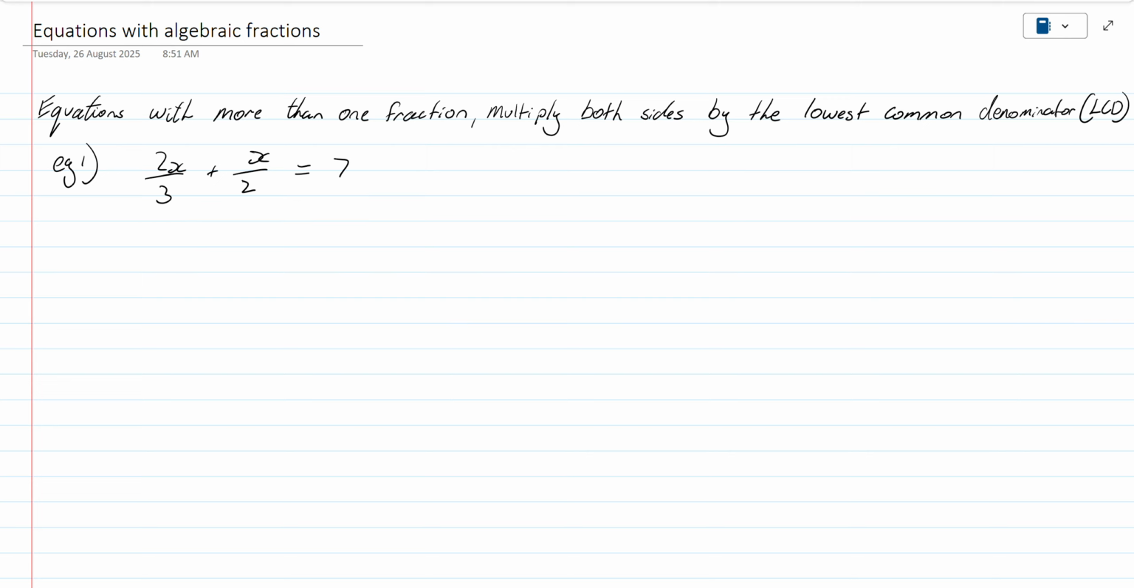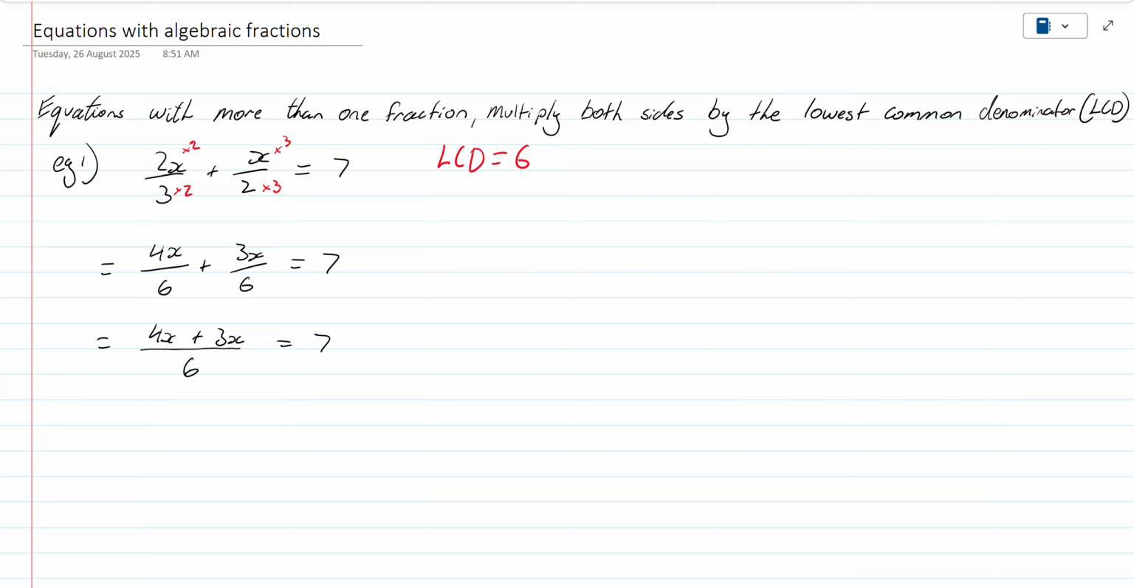So the lowest common denominator is 6. Hopefully you are able to identify the lowest common denominator is equal to 6. So we know that on this fraction, we have to multiply that by 2. And on this fraction, we have to multiply by 3. So now we have 4x over 6 plus 3x over 6 equals 7. And when we simplify that line of working, we get 4x plus 3x over a single 6 equals 7.